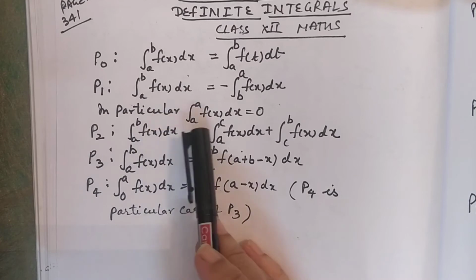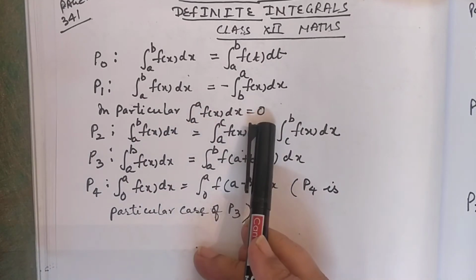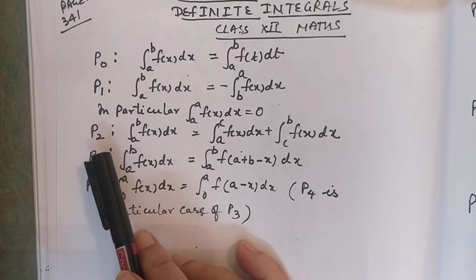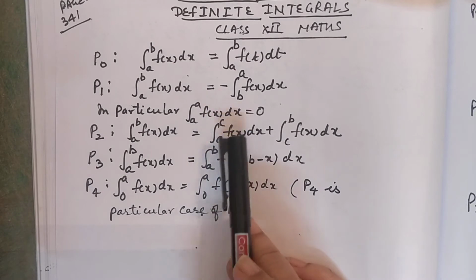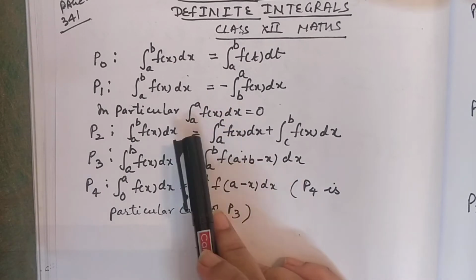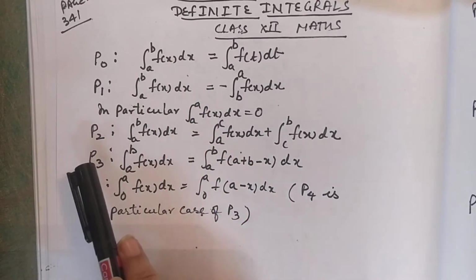Now in particular you can say from a to a, integral of the function will be 0, because basically integration, definite integral is an area function. So area will be 0 if lower limit and upper limit are the same.